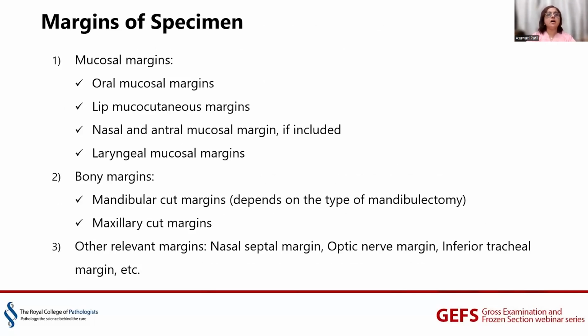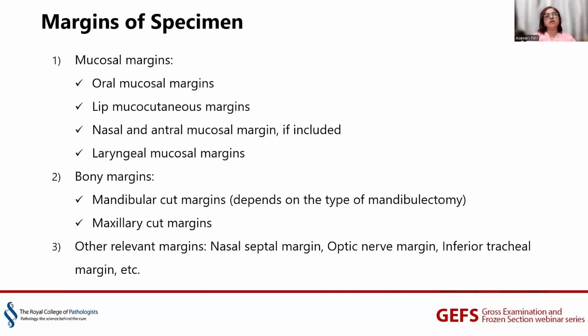Now let's come to the margins of the specimen. In a head and neck specimen, understanding the margins and submitting the correct margins is very important. As I told you, there may not be too much margin available. So it's our duty to document the exact distance of margin, identify the closest margins, and submit all the relevant margins. So what are the relevant margins?